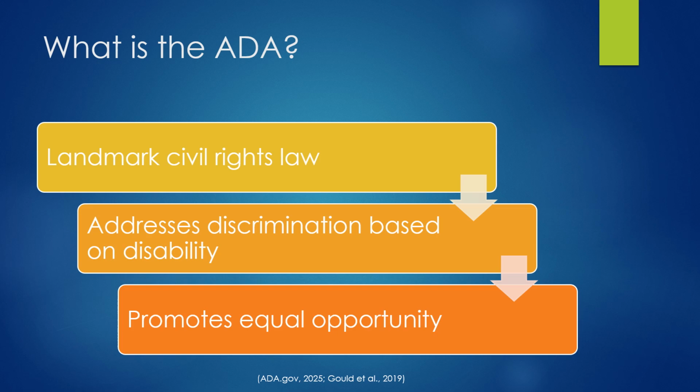An individual with a disability is defined by the ADA as a person who has a physical or mental impairment that substantially limits one or more major life activities, a person who has a history or record of such an impairment, or a person who is perceived by others as having such an impairment. The overarching goal of the ADA is to promote equal opportunity for Americans with disabilities.